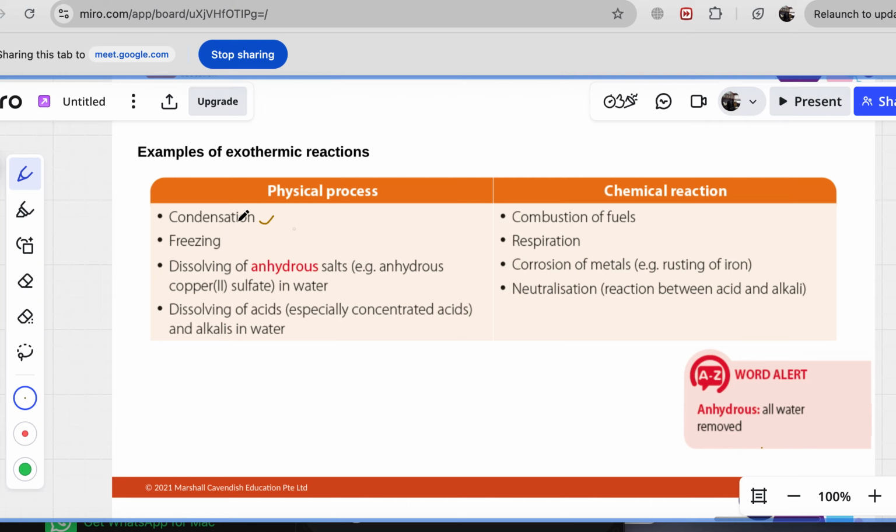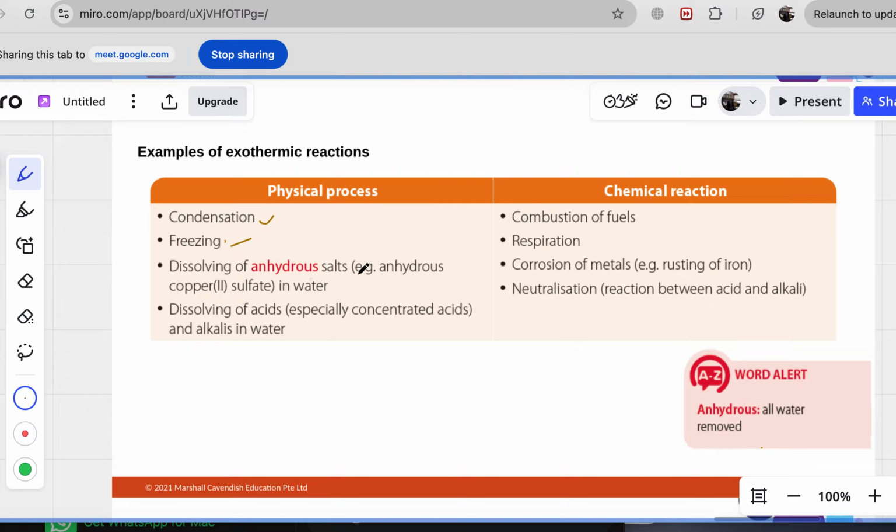So condensation is cooling. Freezing also. The temperature you already have, you're giving it out to the surroundings. You're losing it so that you can become blocked. So freezing is a physical process that is an exothermic reaction. Condensation is exothermic reaction. Freezing is exothermic reaction.